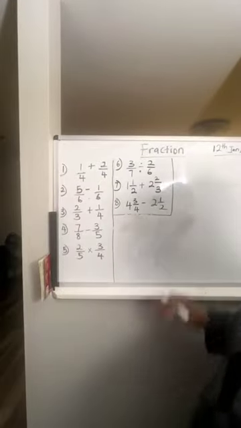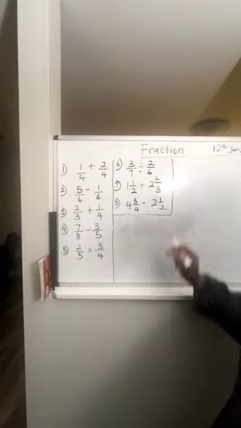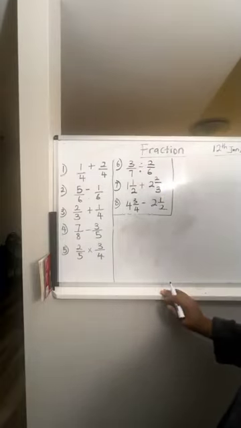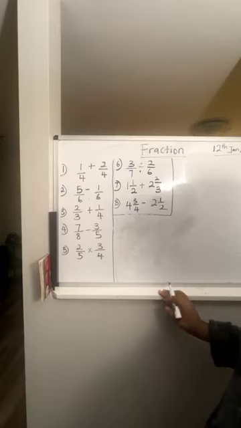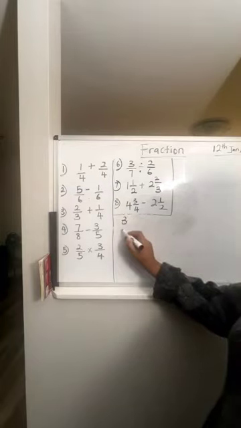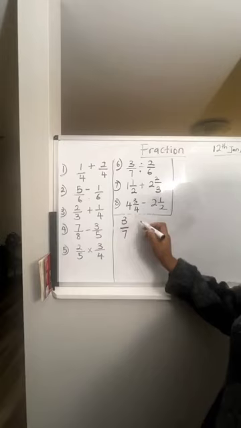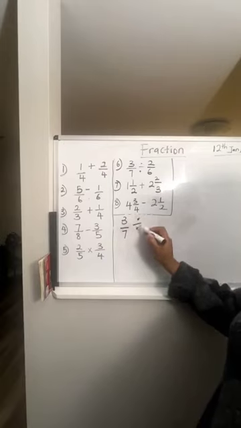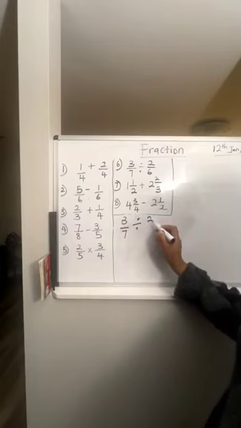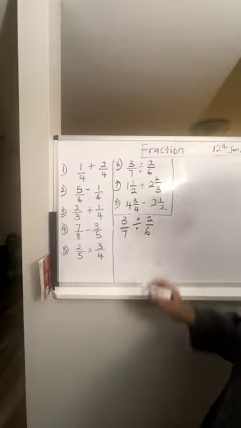Number 6, we have division. How do we do division? We have 3 over 7 divided by 2 over 6.